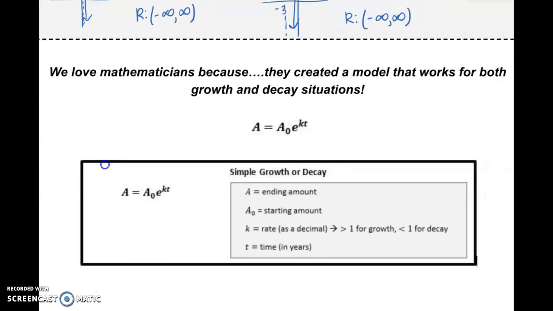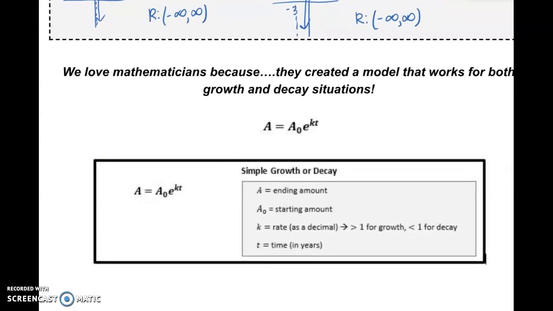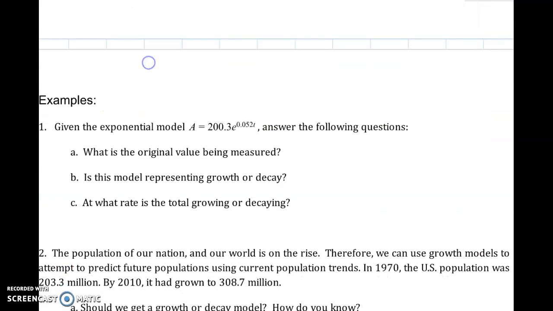Next, we're looking at one more equation, and this is why we love mathematicians, because this equation works for both growth and decay situations. What I need you to recognize is that this A sub O looks extremely similar to the P e to the rt. It's actually not going to be any different, because I can use any variable I want to represent something. If I wanted to plug in a Z, I could do that, as long as it's defined. Okay, so let's go ahead and move on to our first example.